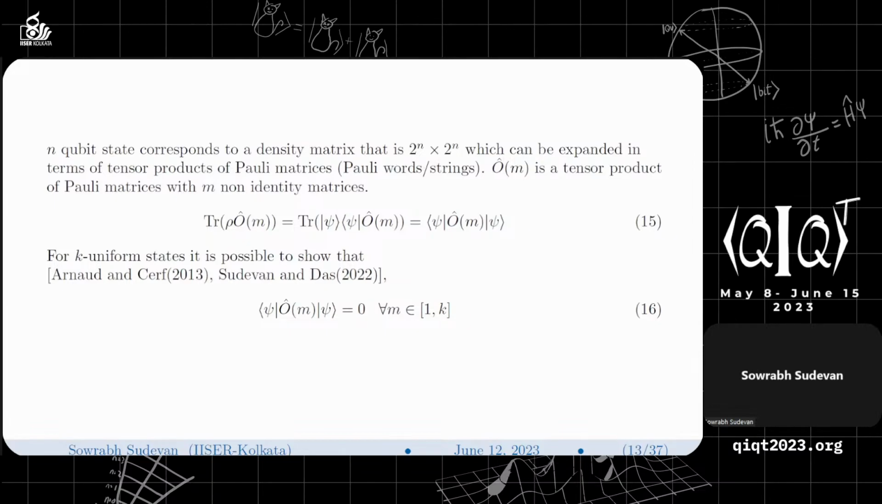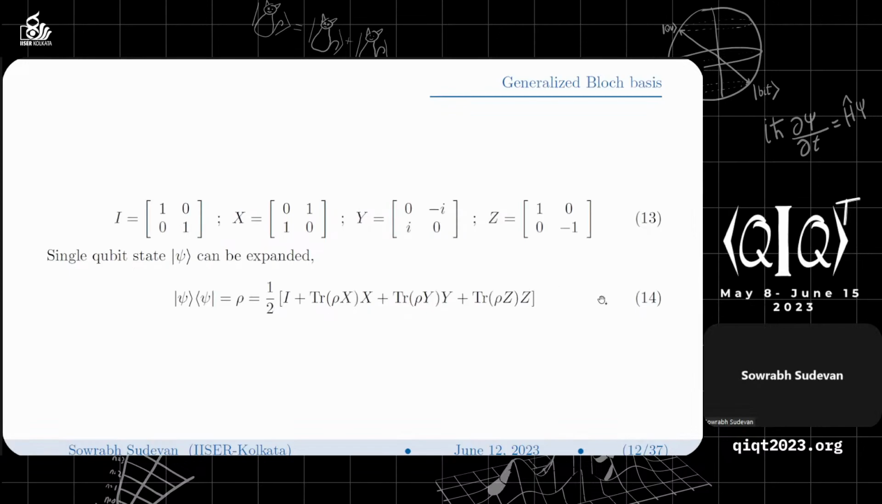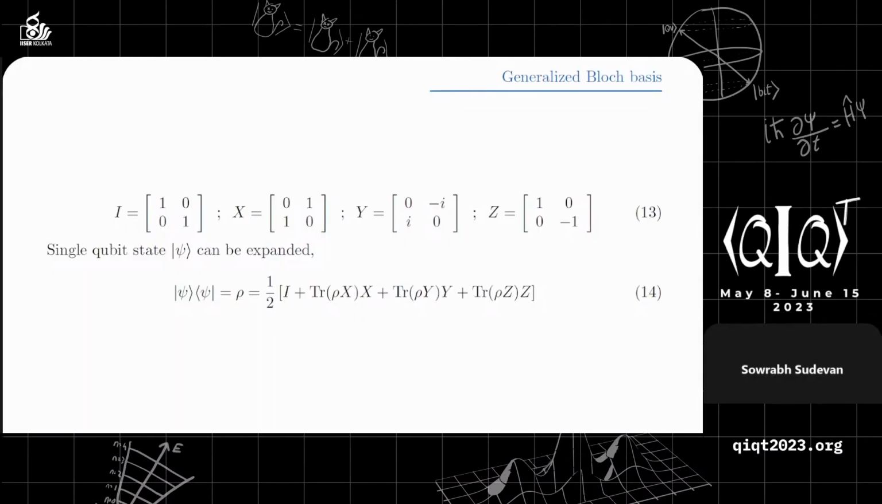So why is this important? In this expansion, if you look back at equation 14, you'll see that the coefficient in front of each Pauli matrix is the trace of rho times that operator, which is actually the expectation value of that operator. You're expanding a state in terms of tensor products of Pauli matrices, which are Hermitian operators. They're physically measurable objects. And we are expanding a state in terms of these expectation values of physical quantities.